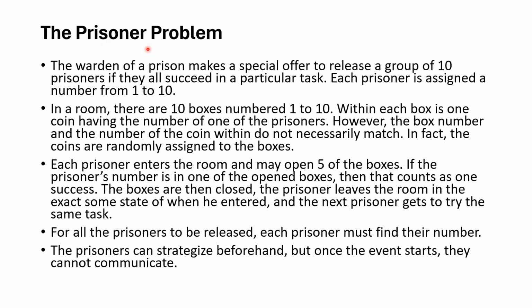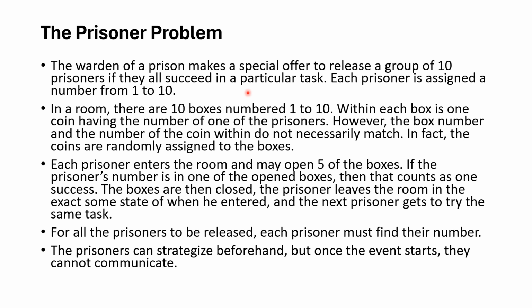Okay, so let's look at the prisoner problem. Let's review what it was from the last lesson, and then we'll talk about how to solve it. If you recall, there was a warden of a prison. He made a special offer to 10 prisoners if they all succeeded in a given task. And the task had probability basically 1/2, unless there was some strategy, because what the problem was that each prisoner would go into a room, and there'd be 10 boxes, and each box would have a coin with the number of a prisoner on it. The prisoners were assigned numbers 1 to 10 also.